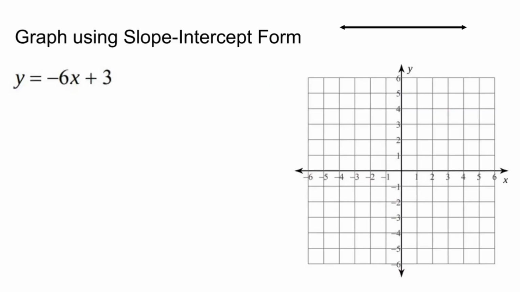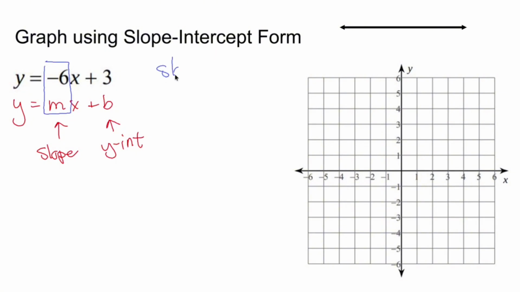Graph using slope-intercept form. Slope-intercept form is y equals mx plus b, where the number in front of x is your slope and the number floating around is your y-intercept. Well, this guy is already in slope-intercept form because y is all by itself. So what does that mean? Well, the number in front of x is my slope. So my slope in this case is negative 6. Now I'm going to draw it out like that because I'm going to change that in a second. My y-intercept is 3.